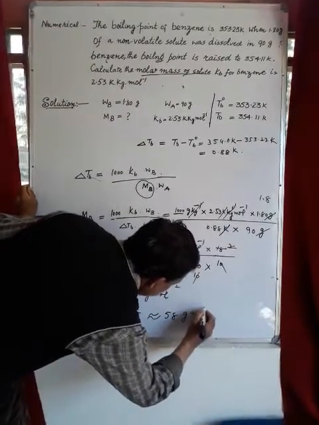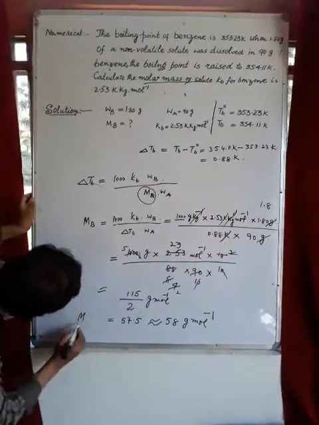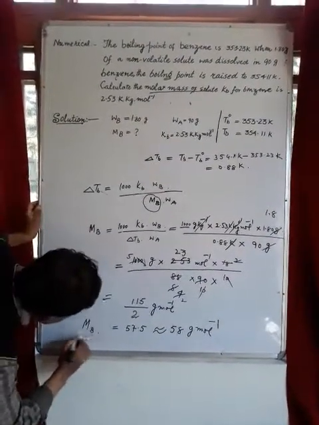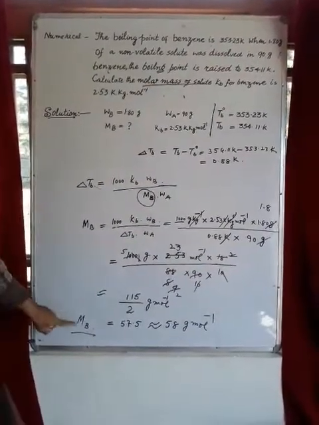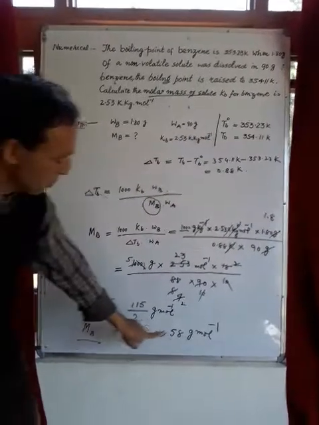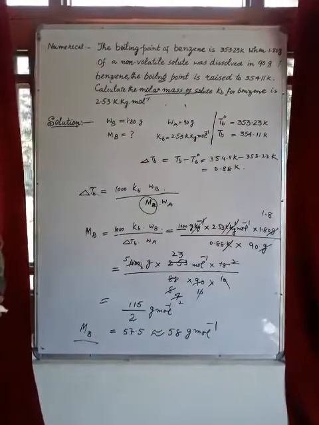per mole. So this is the molar mass of the non-volatile solute. So the molar mass of non-volatile solute is 58 grams per mole. Okay, thank you.